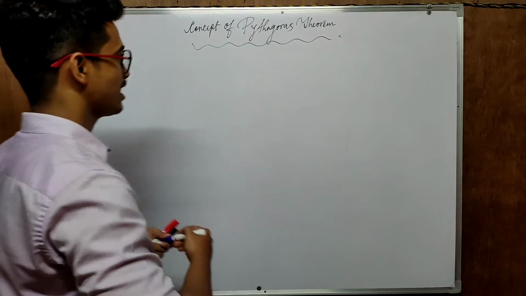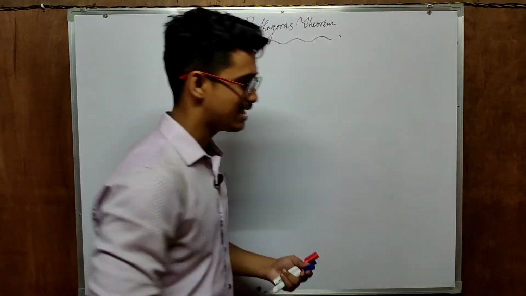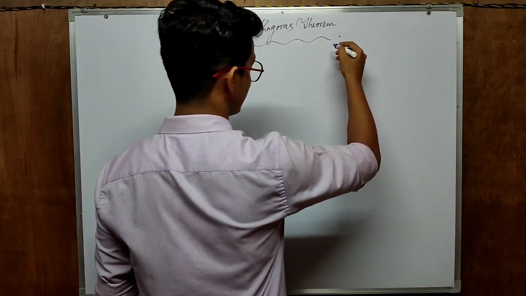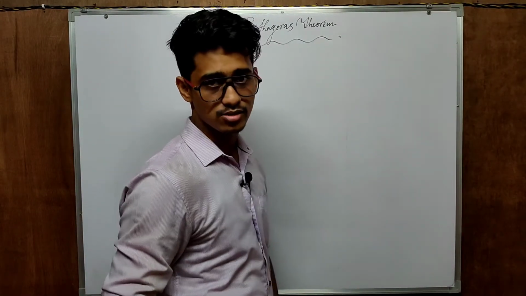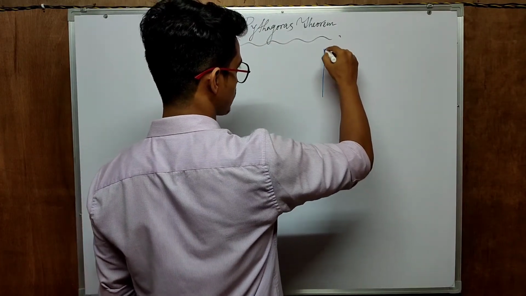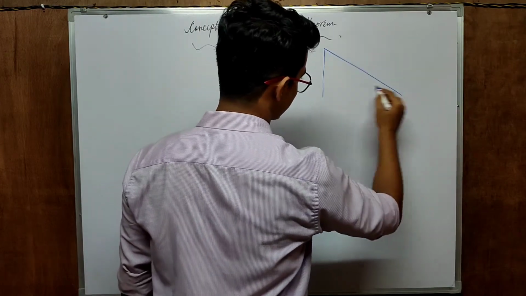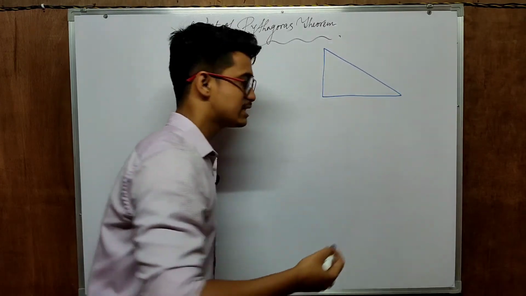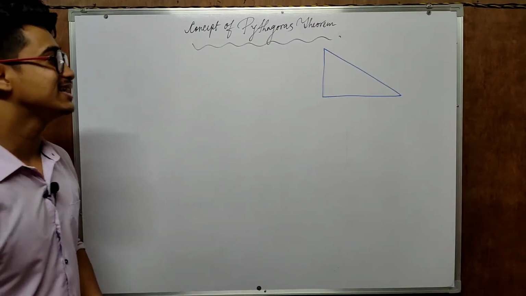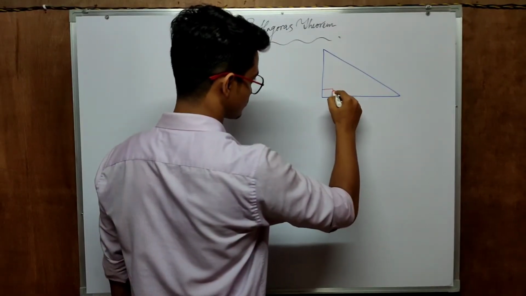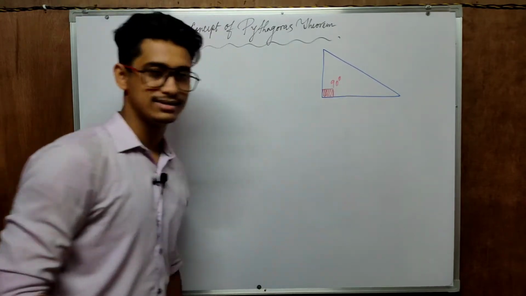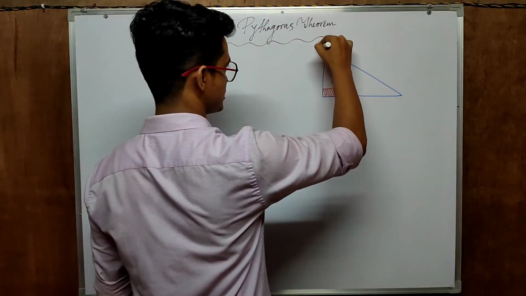So what is that actually? Pythagoras theorem is actually about triangles. There are numerous types of triangles, right? But we are focusing on one specific type of triangle, that is called the right angle triangle. What is the fundamental of a right angle triangle? In a right angle triangle, there is one speciality, that one angle should be 90 degrees, right? That is the speciality of a right angle triangle.